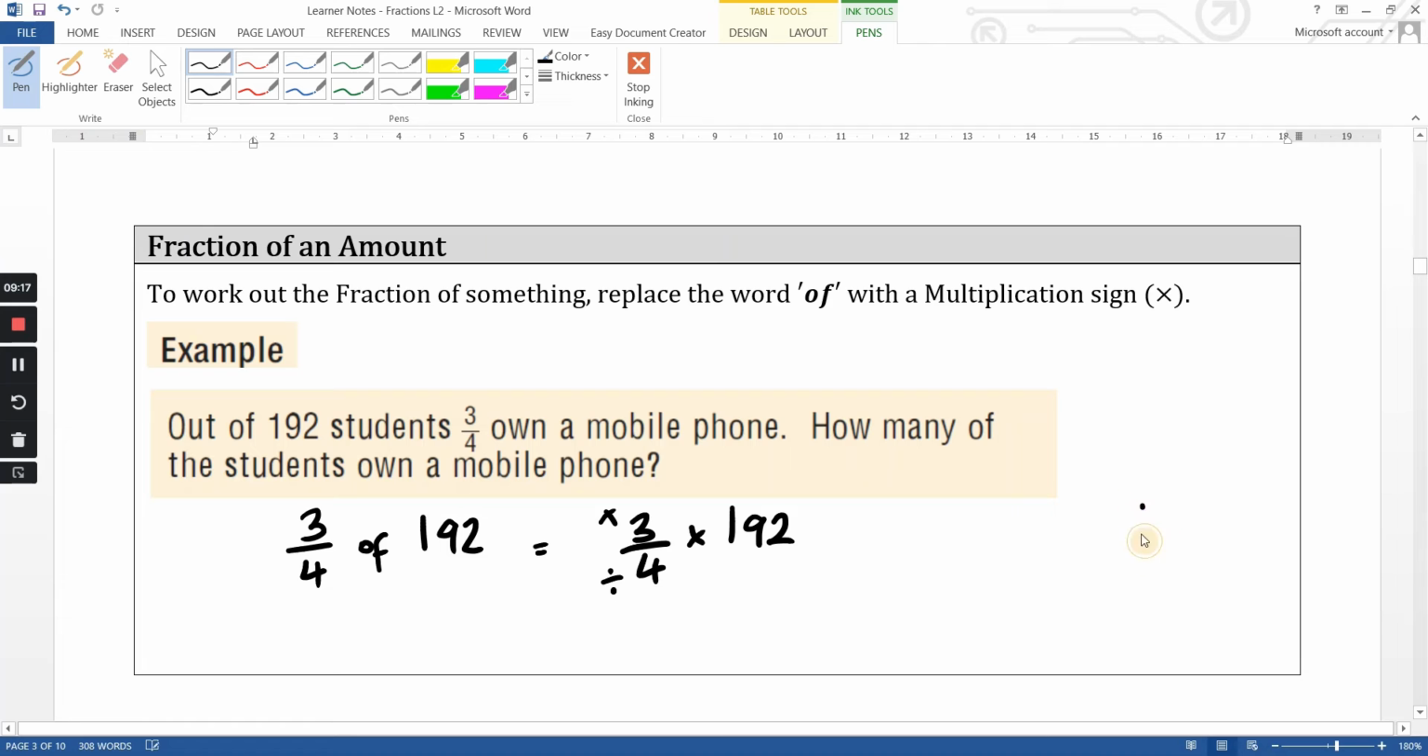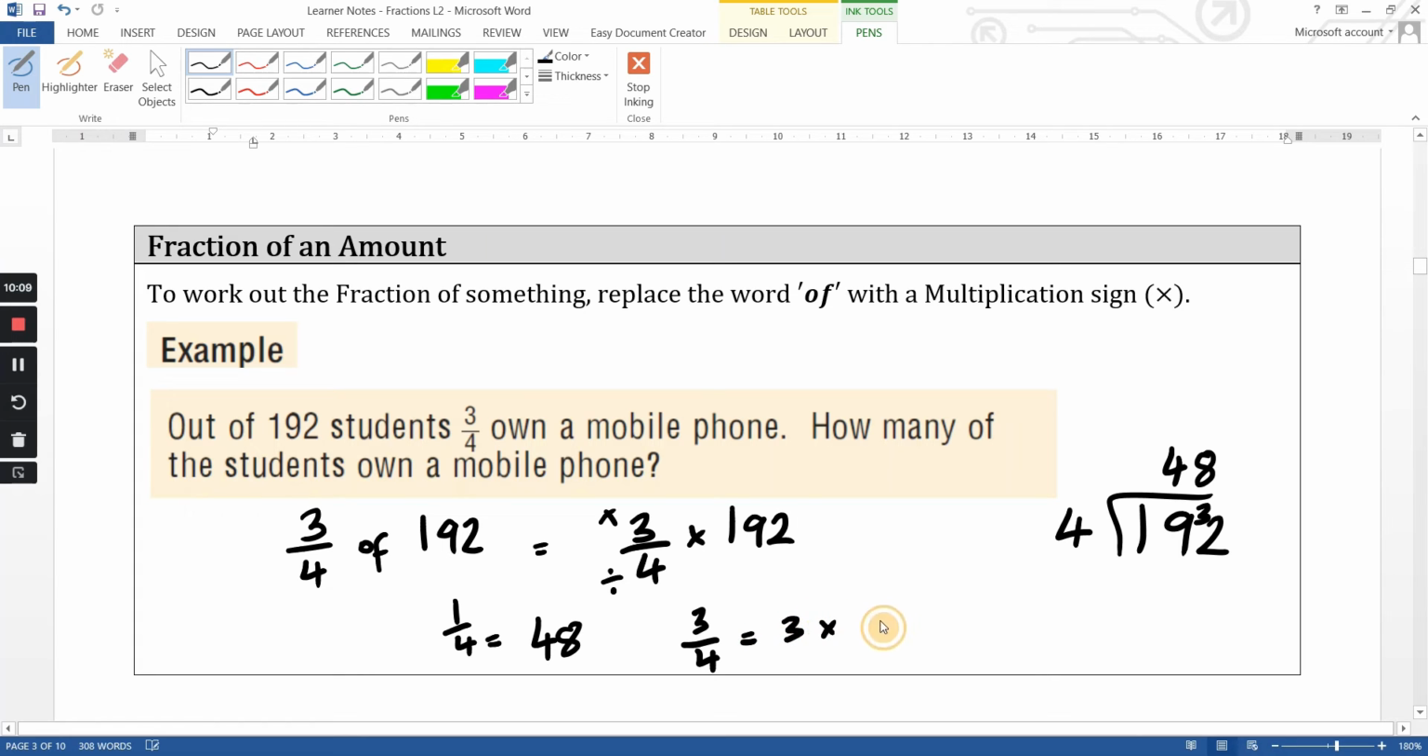So on the side, I'm going to do 192 divided by 4. 4 into 1 doesn't go. 4 into 19 is 4, because 4 4s are 16. Remainder 3. 4 into 32 is exactly 8. So I'm going to write here, a quarter equals 48. So 3/4 will be 3 times that.